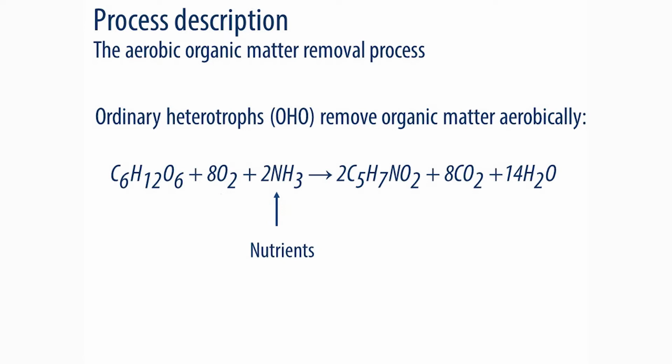Meanwhile, oxygen is used as the electron acceptor to generate the required energy for biomass synthesis through the catabolic reactions. OHOs also need nutrients for cell growth, like nitrogen, phosphorus, among other macro and micronutrients. Thus, through the anabolic process, more cells are produced. Other compounds, like carbon dioxide, are also generated as final products of the biological reactions.